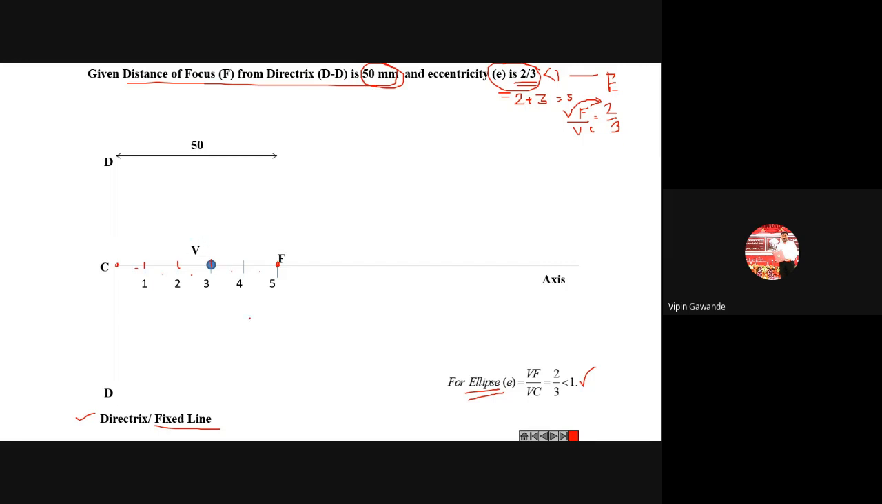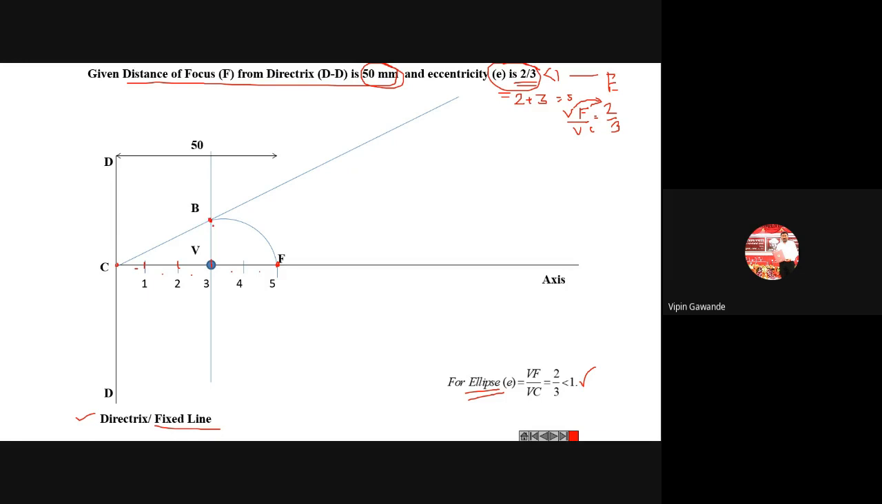Once you get this vertex, the next step is to draw one vertical line at the vertex. Take the VF distance in the compass as a radius and draw the arc. You will get one point here, that is our B point.